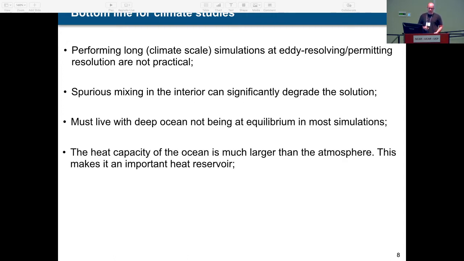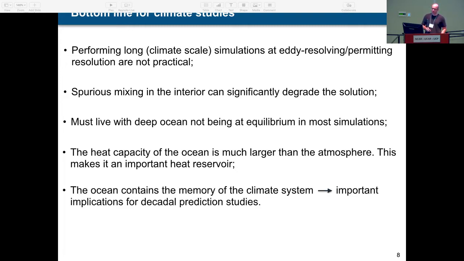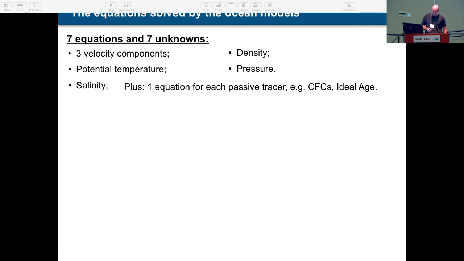And another thing that I didn't mention is that the heat capacity in the ocean is much larger than the atmosphere. That's a big deal because the ocean is an important reservoir for heat. So the ocean is taking all the excessive heat that is being given by climate change, and how will that affect us? We're still trying to understand that, but all that excessive heat is being accumulated in the ocean. And because of this, the ocean has the memory for the climate system and has a lot of implications for things like decadal prediction and so on.